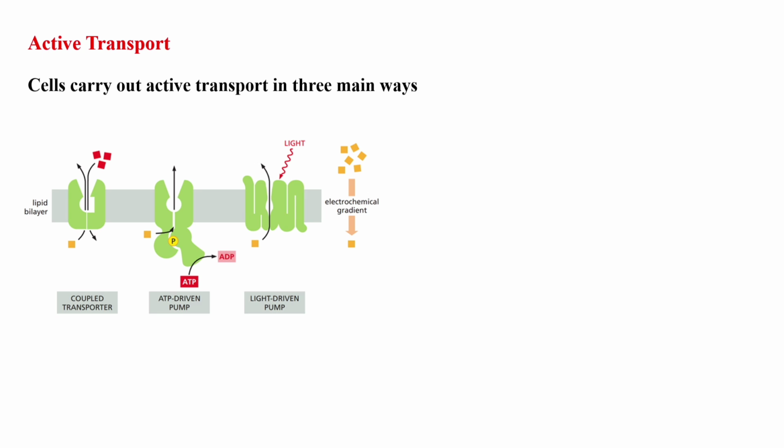Now, cells carry out active transport in three main ways. One is coupled transport. I have made a separate video on this. ATP driven pump, I have also made a video on this. Now today we are going to learn how active transport is performed by light driven pump.